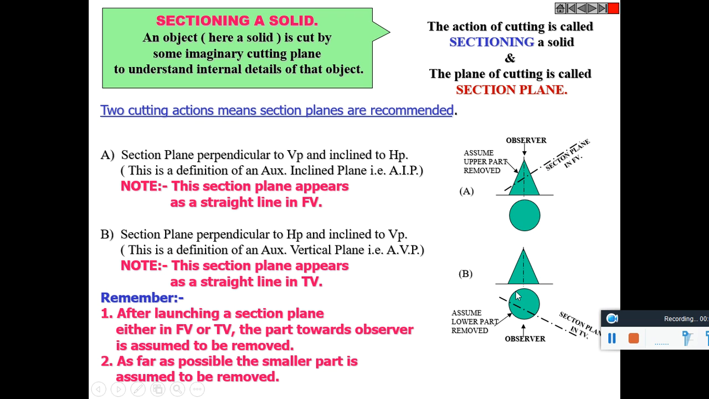In the second figure, the cone is cut by a plane which is inclined to VP and perpendicular to HP. In top view, we get the section plane as a line.